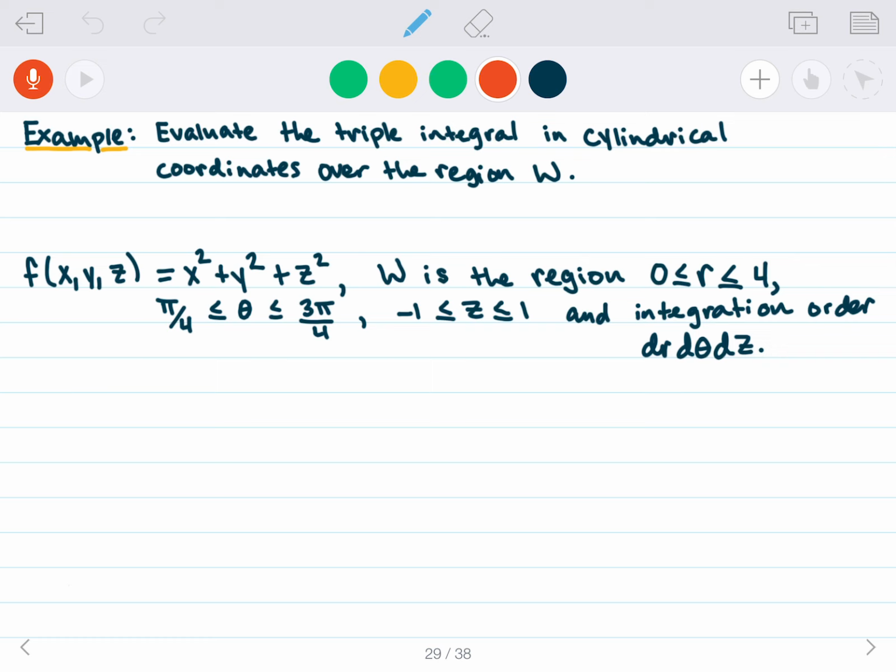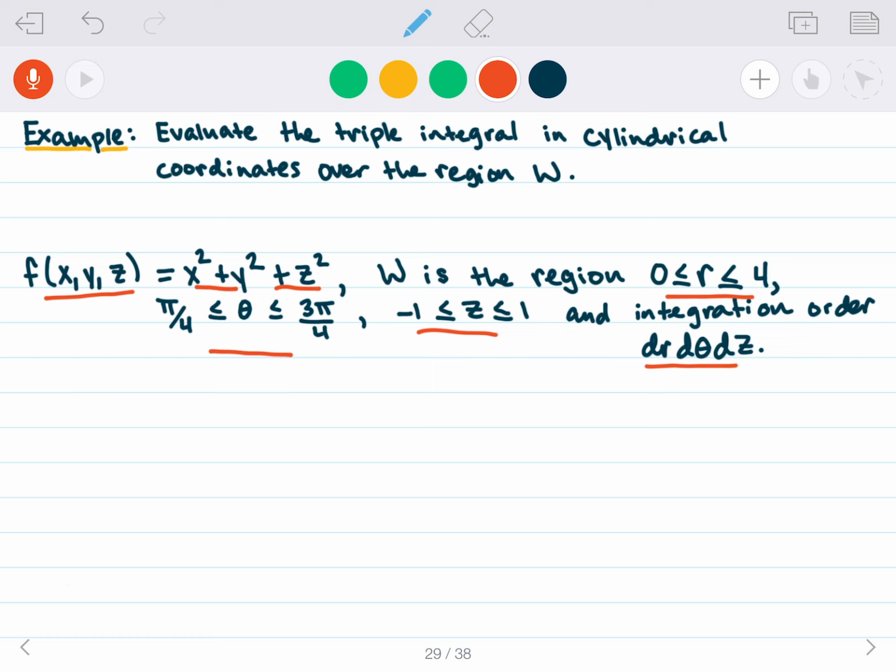Let's practice evaluating triple integrals in cylindrical coordinates over a region W. So they give us this function in Cartesian coordinates, x's, y's, and z's, and they're telling us that the region W, so our limits of integration, we're going from r goes from 0 to 4, theta goes from pi over 4 to 3 pi over 4, and z goes from -1 to 1. And they tell us to use this integration order dr, d theta, dz.